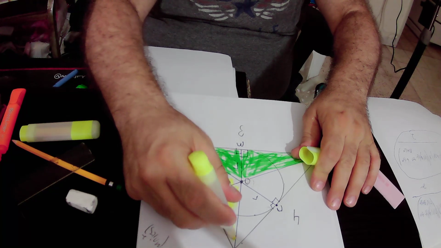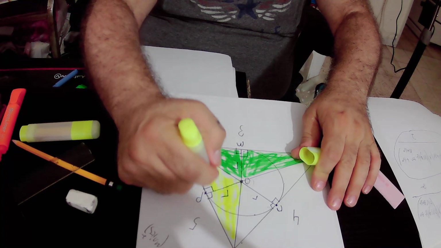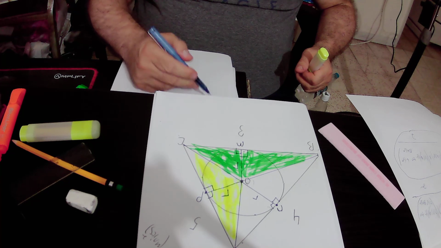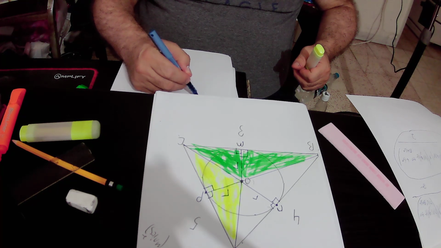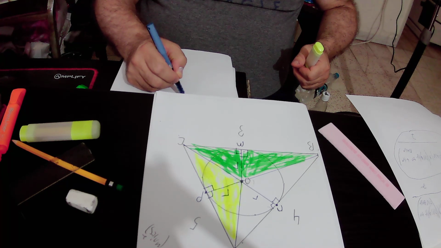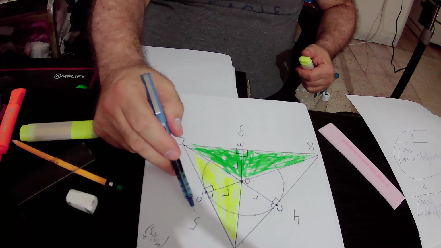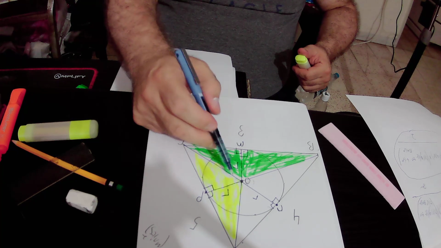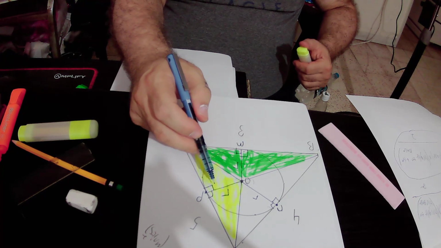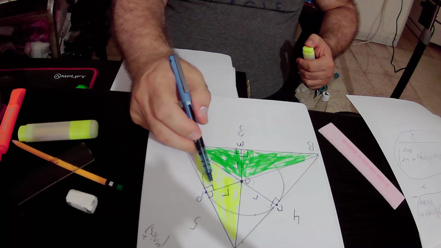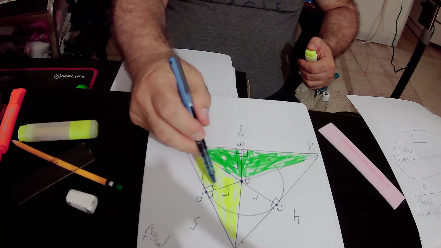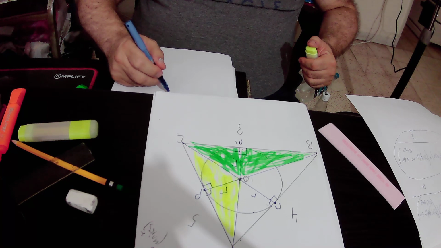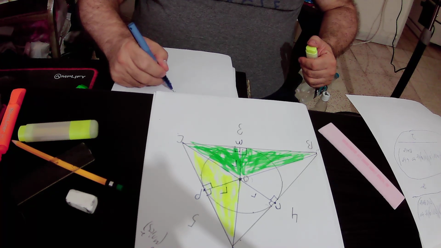So the area of the yellow triangle AOC will be equal to the base of the triangle that equals 5 units times the height to the base. The height makes 90 degrees with the base. So the radius is the height of triangle AOC, the yellow triangle. So it is 5 times the radius divided by 2.